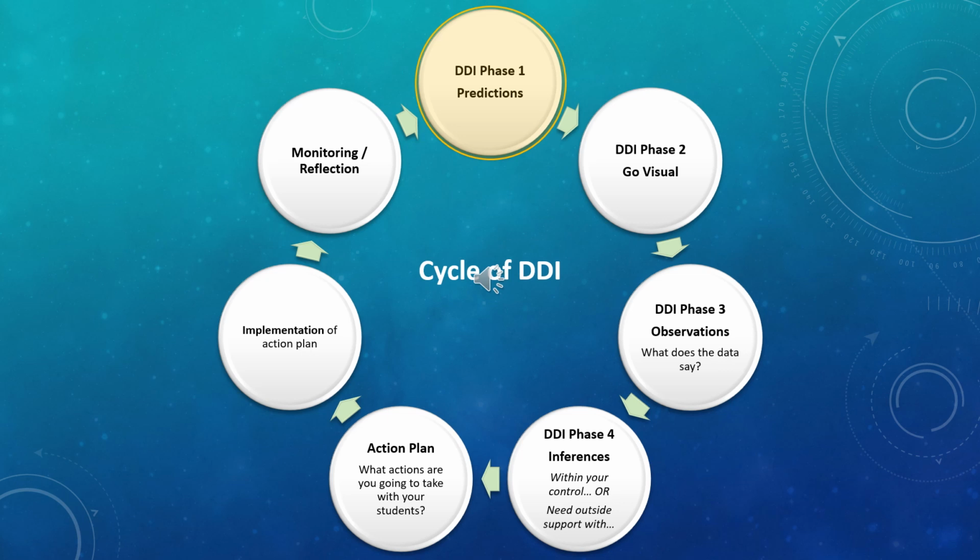After completing their observations, educators move on to phase 4, where they make inferences about the data. Afterwards, they create an action plan for target students, which is then implemented with their students. Finally, and throughout and after implementation, educators monitor and reflect on their instructional practice and student learning by reviewing new data. Then, the DDI process begins again with this new set of data.